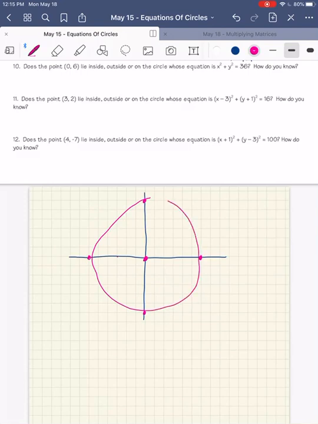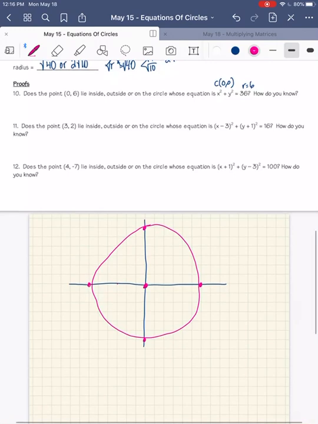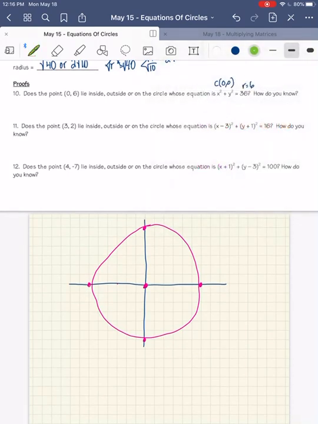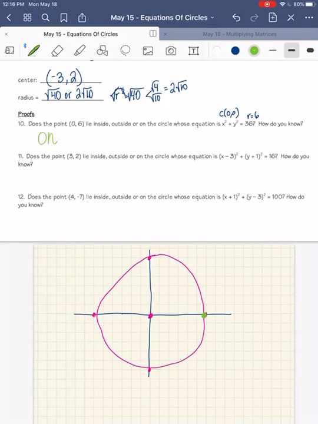And then I'm going to do my best, comical I know, to draw a circle. And then it says, does the point (0, 6) lie on the circle? Okay, so (0, 6) would be this point right here. 0, 1, 2, 3, 4, 5, 6. So it lies on the circle.